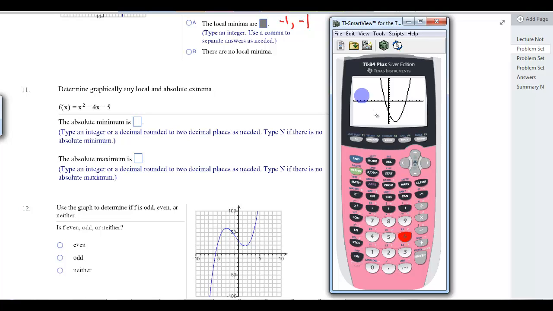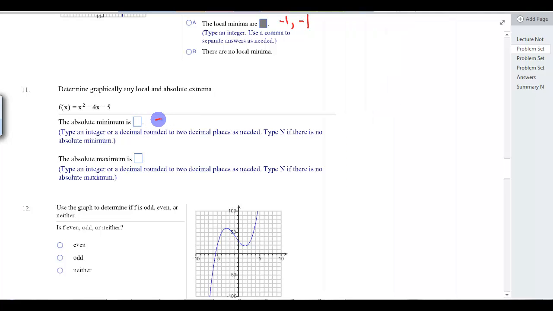And we'll find the min. Second, calc, min. We'll hit enter, and then we'll move over to the right. Enter and enter. And the min is -9. And is there a max? Absolutely not. So -9 here and no for that.